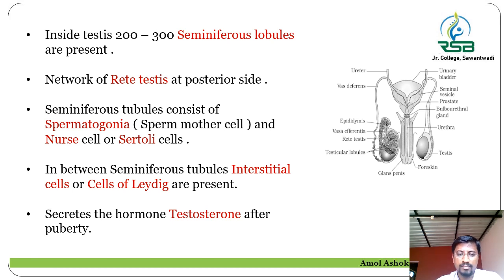This point is very significant. From which part of the testis is the testosterone hormone produced? The answer is the interstitial cells or cells of Leydig. So inside the testis there is a variety of structures like the spermatogonia, the seminiferous tubules, the nurse cells or Sertoli cells, and the interstitial cells or cells of Leydig. All these structures are present inside the testis.